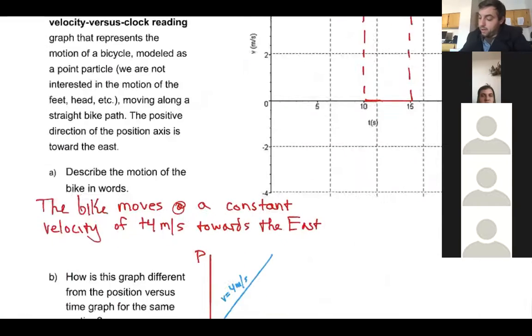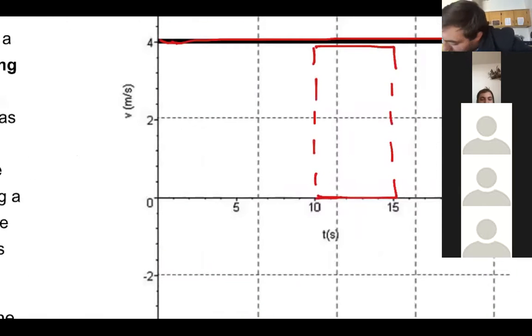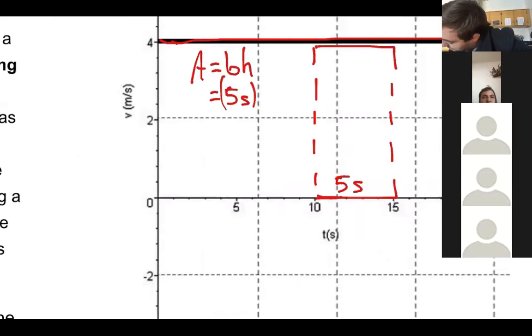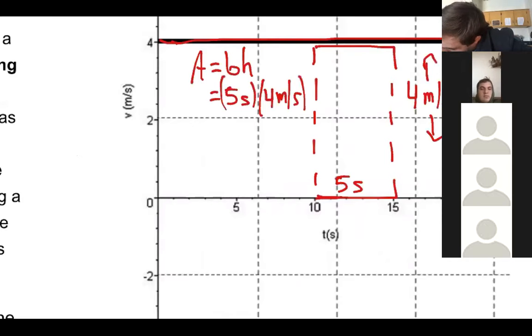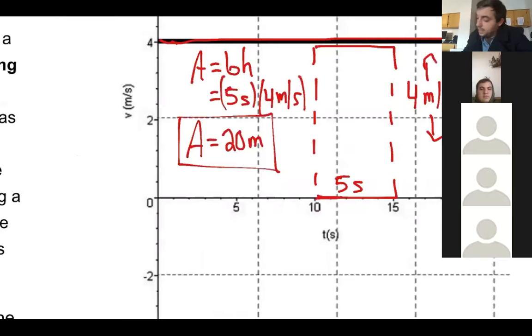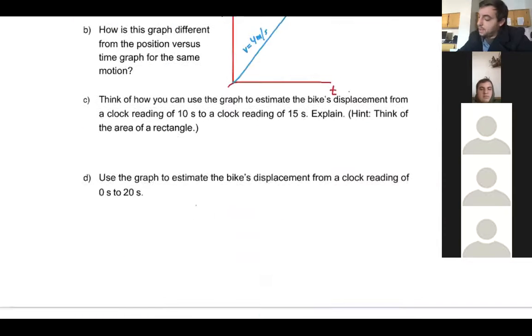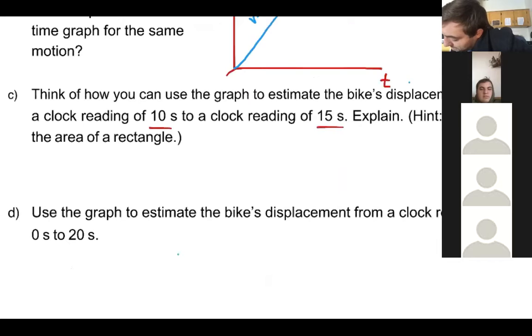You guys know the area of a rectangle is base times height. I see a base of 5 seconds from 10 to 15 seconds, and I see a height of 4 meters per second. Looks like my area under that specific curve from that time constraint is 20 meters. So I know that my displacement of the bike from 10 to 15 seconds equals 20 meters.